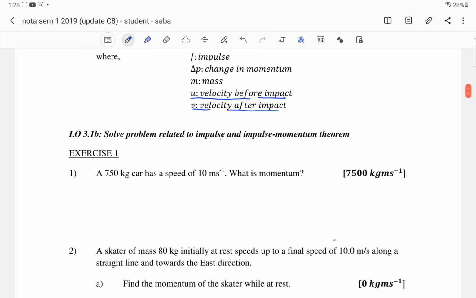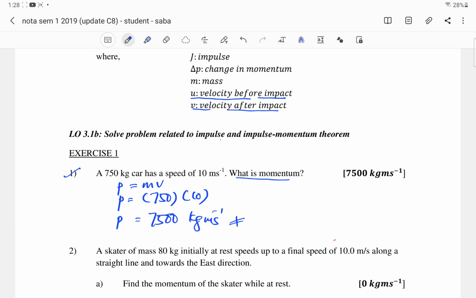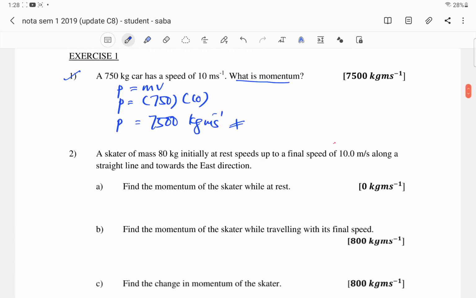Alright, so we go to solving equations for exercise number 1. The question asks what is the momentum. So we use the very basic formula, p is equal to mv, m is 750, v is 10. So we have the linear momentum is 7500 kilogram meter per second. Don't forget to put the units.